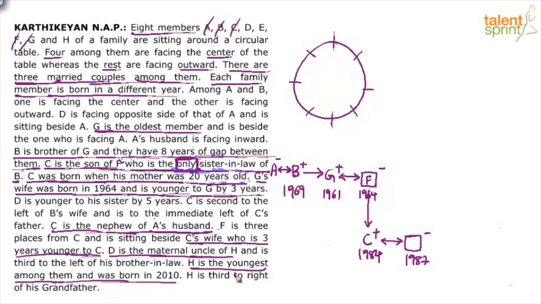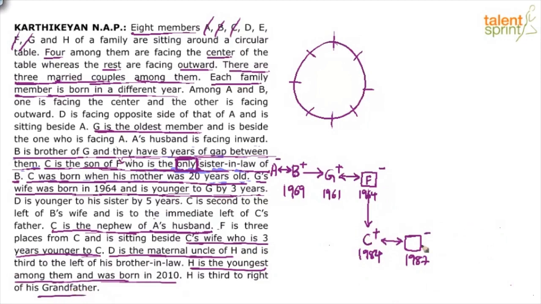And if you look at the last statement, he's also talking about H being third to the right of his grandfather. That means H is the grandchild. See, the point is when you're talking about the maternal uncle of H, H may either come in this generation here or H may come in the next generation. But this generation is ruled out because he's talking about H's grandfather.